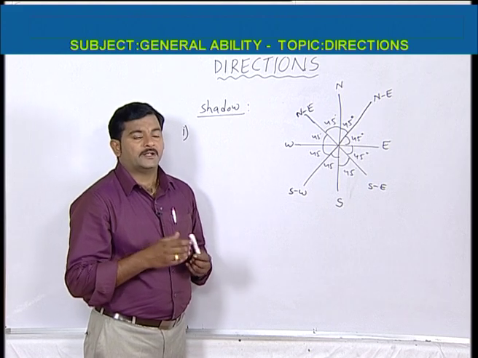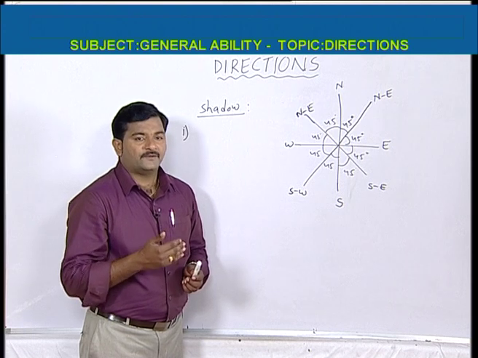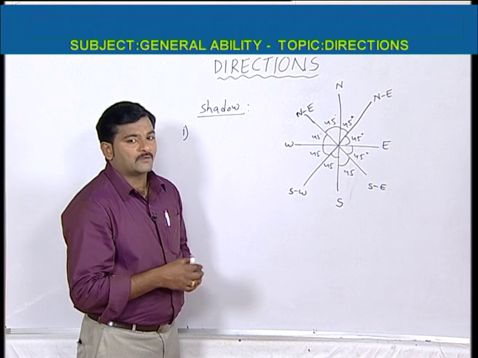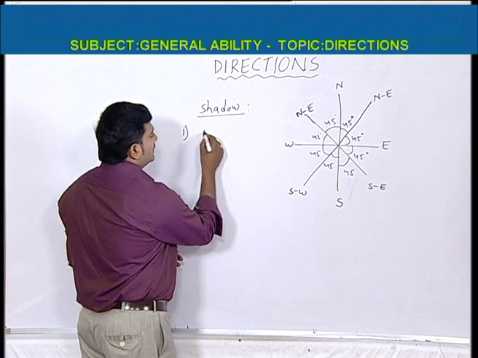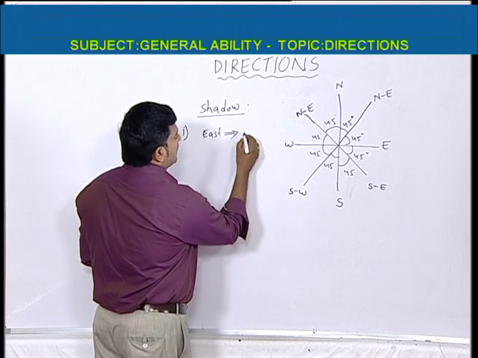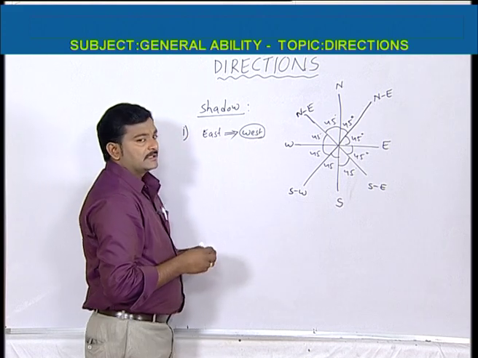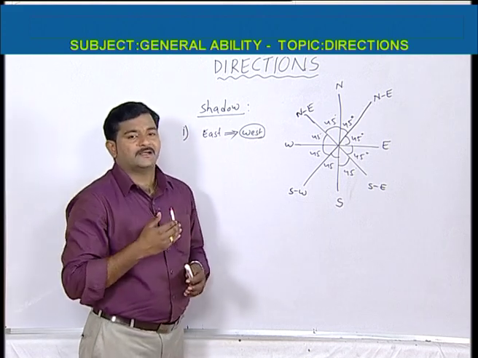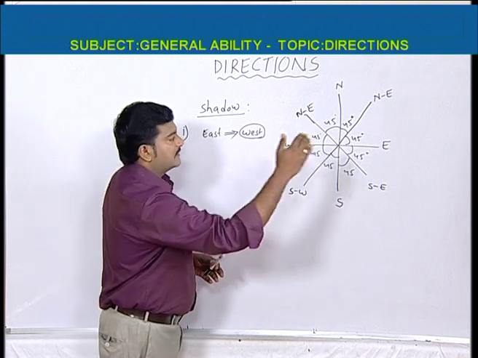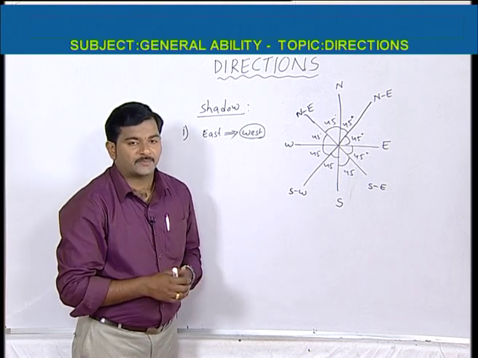I repeat this first point once again. In the morning time or at the time of sunrise, if the person is facing towards east direction, what does it mean? He is facing towards east. So what about his shadow? His shadow will be always towards west direction. That is the first point in shadows.